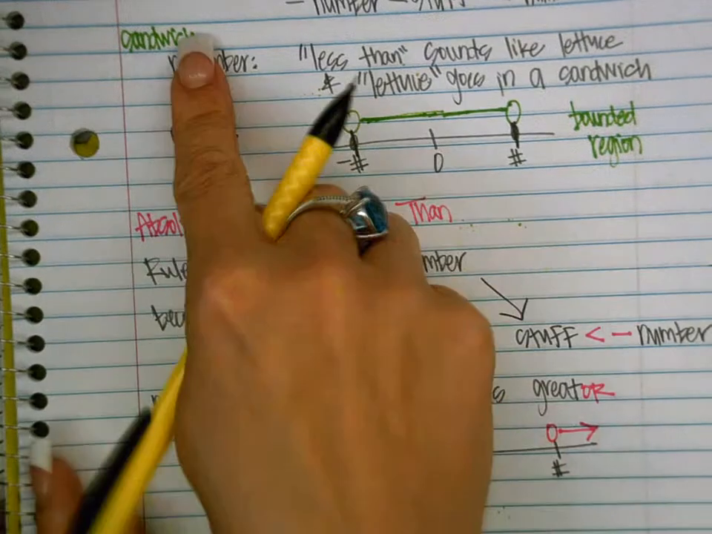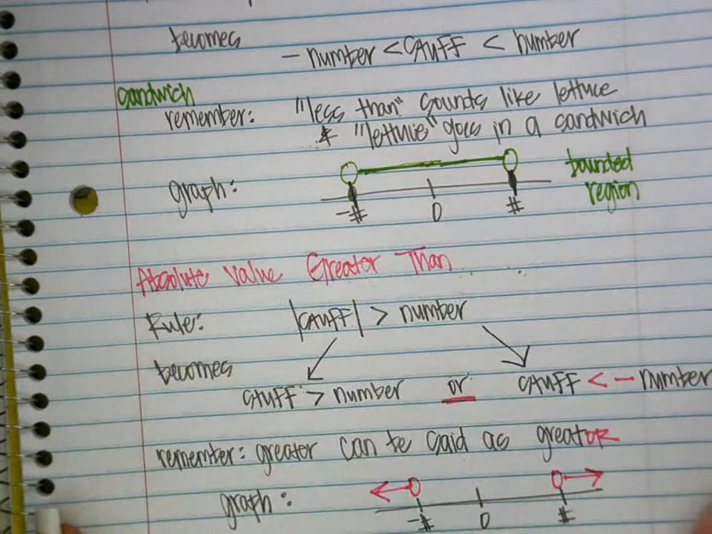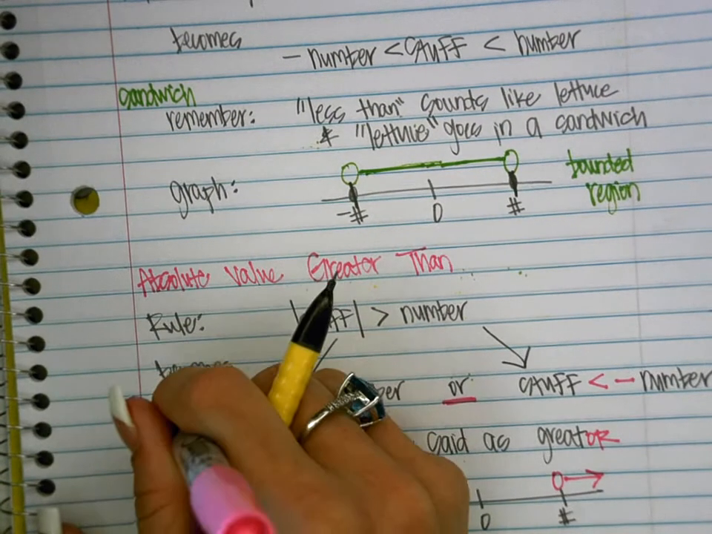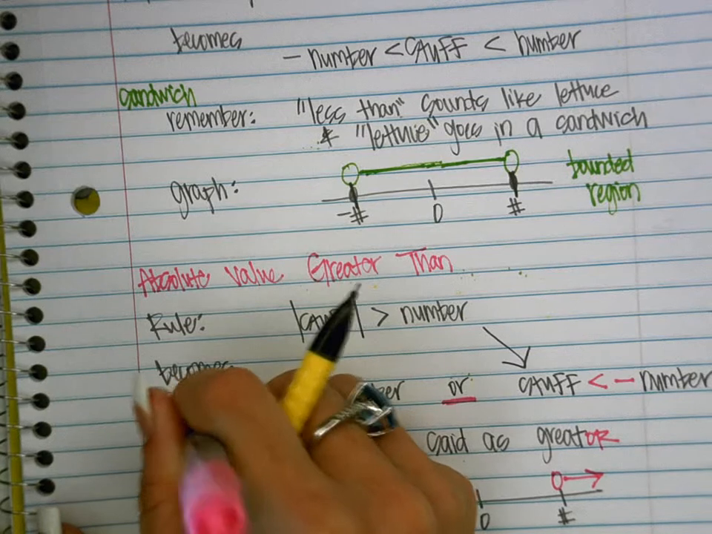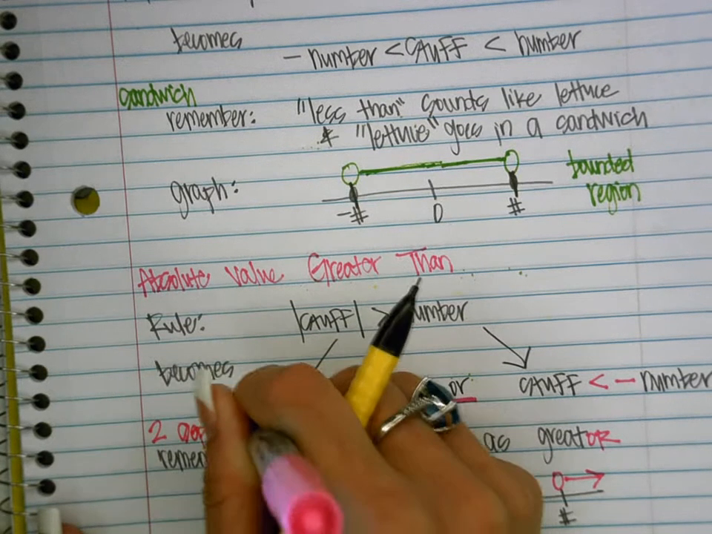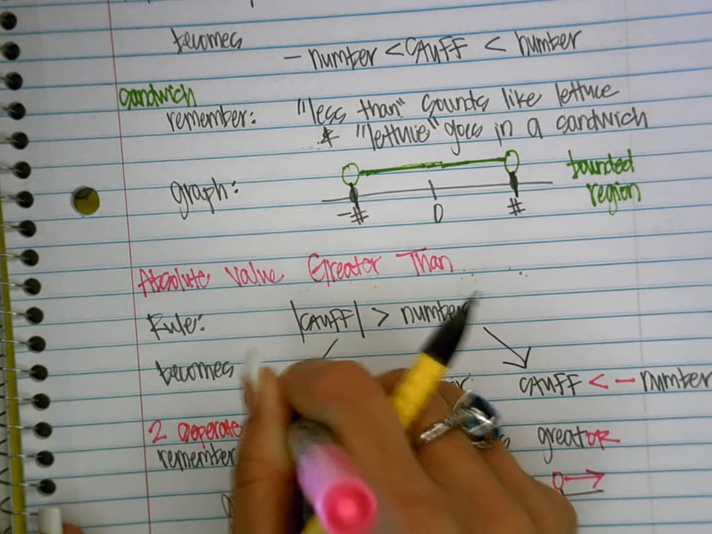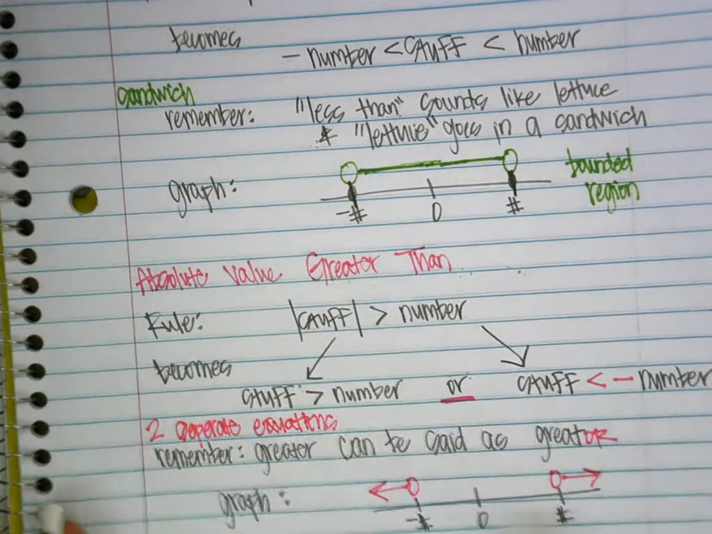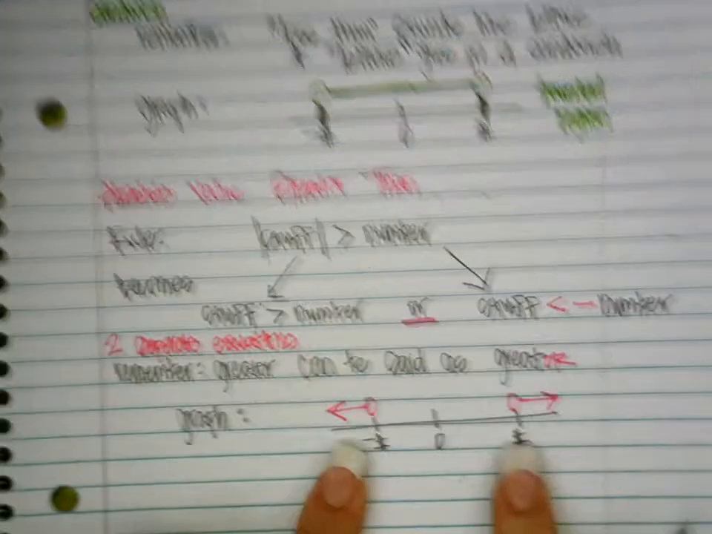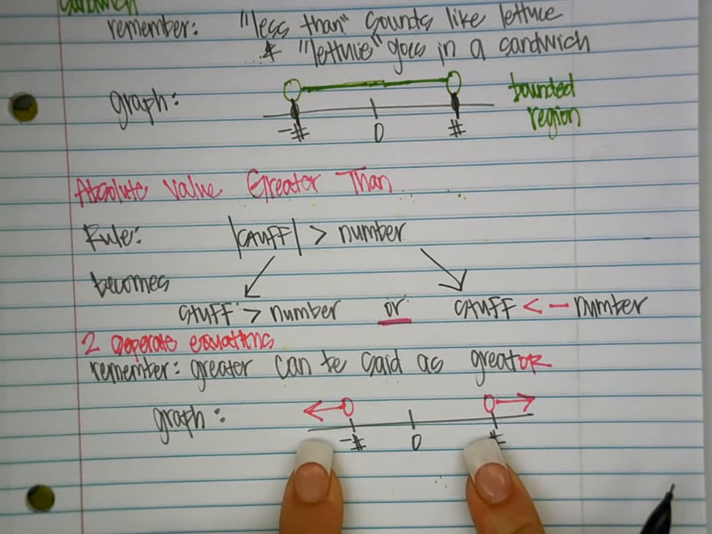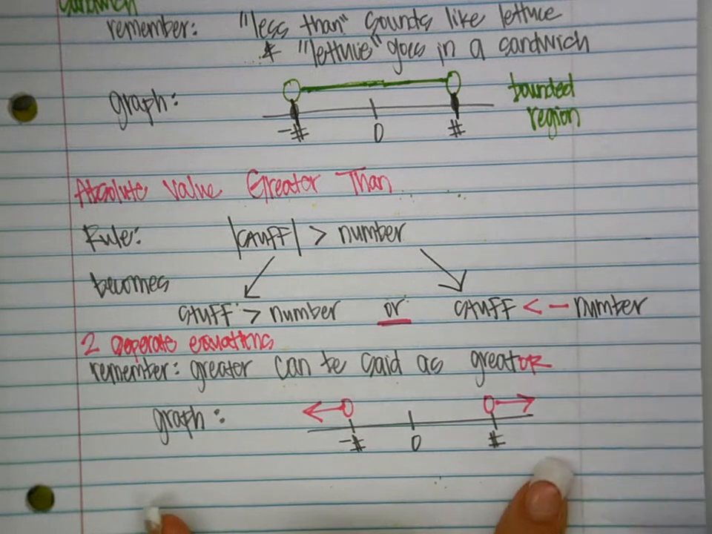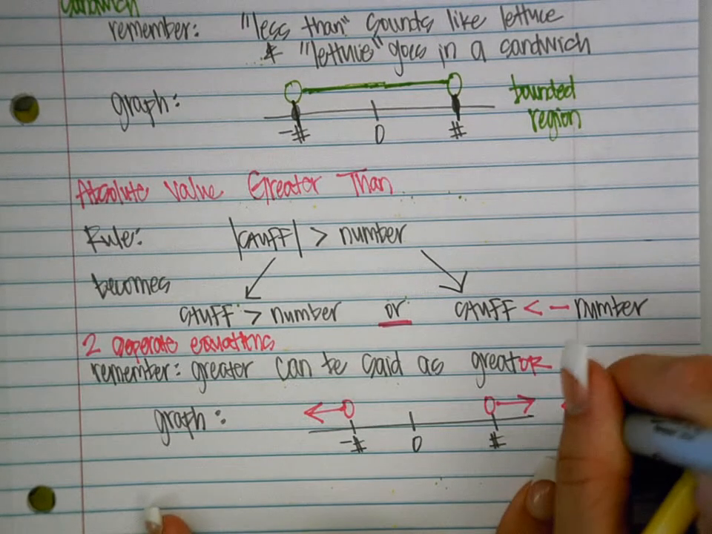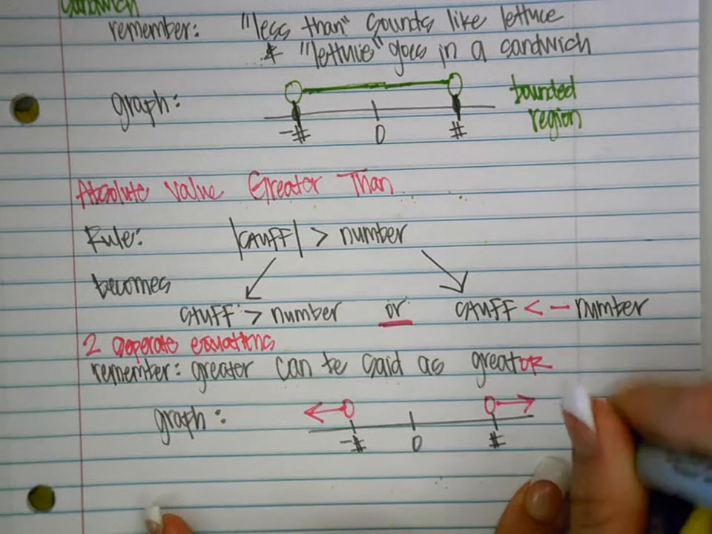Okay, so this was a sandwich. This one actually becomes two separate equations. So that will become two separate equations. These graphs look like they're moving in opposite directions. This graph is a bounded region. So this is an opposite direction graph.